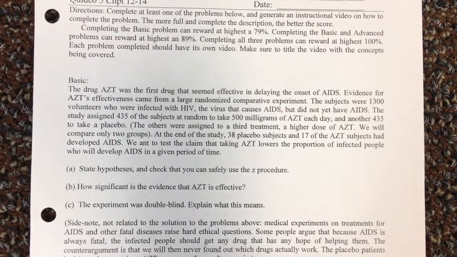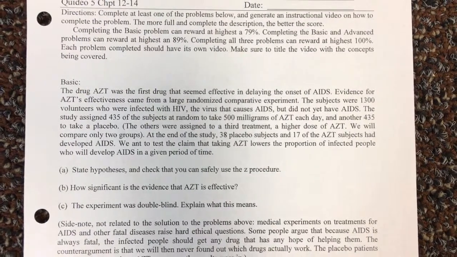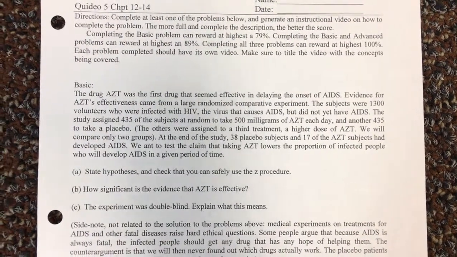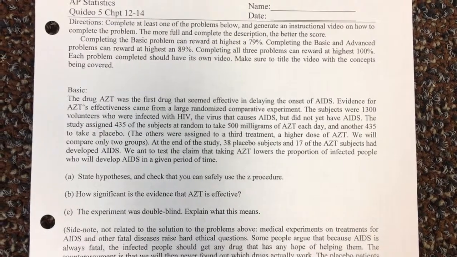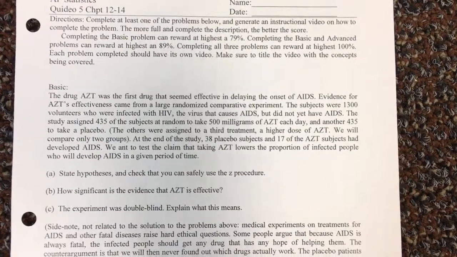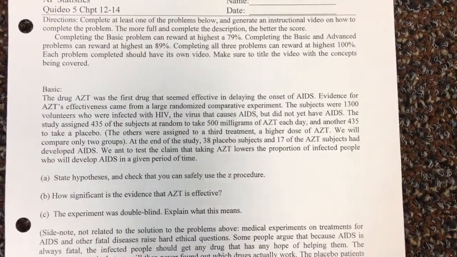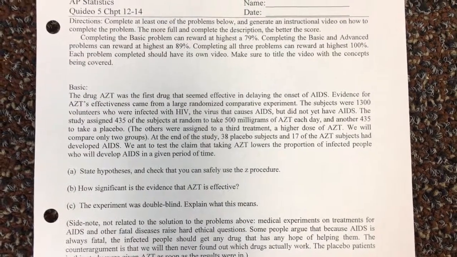AIDS. The study assigned 435 of the subjects at random to take 500 milligrams of AZT each day, and another 435 to take a placebo. The others were assigned to a third treatment, a higher dosage of AZT. We will compare only two groups. At the end of the study, 38 placebo subjects and 17 of the AZT subjects had developed AIDS.